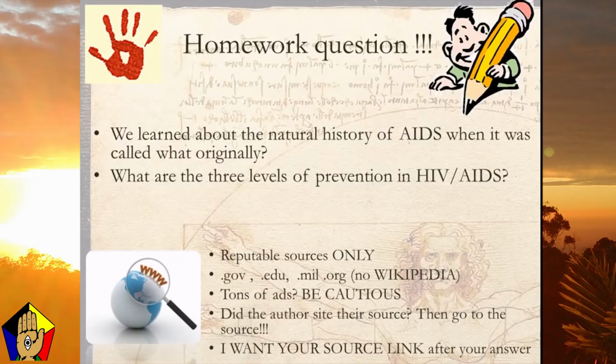So back in 1981 in Los Angeles, there were 5 people that were showing abnormal symptoms, and they found that they were all part of the same community, so they gave it a temporary name. And I want to know what that name is. And then in 1982, they actually changed the name to AIDS. So what was the original name? And then what are the 3 levels of prevention in HIV or AIDS? So go back and what's the primary prevention for HIV? What's the secondary prevention? And what's the tertiary prevention? Pause now, write it down, and come back when you're ready.